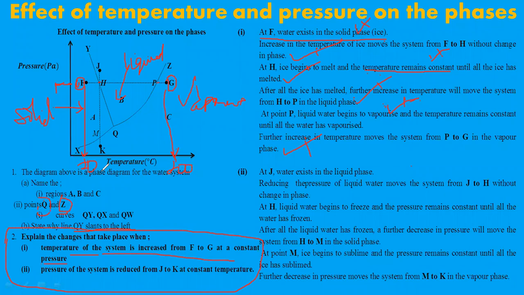Pardon the question, teacher. The question is the reverse of this one. Explain the changes that take place when the temperature of the system is decreased from G to F. From G to F, we are decreasing the temperature at a constant pressure. I want somebody to explain that. Yes, Ali.